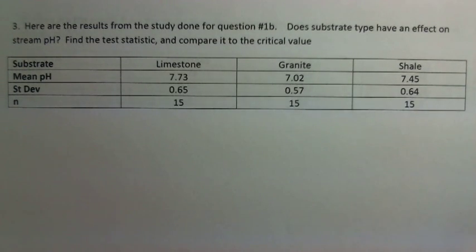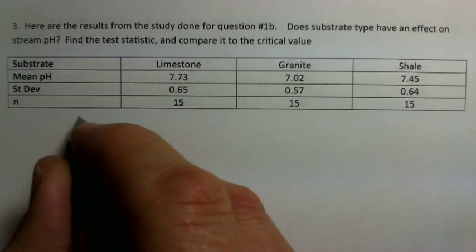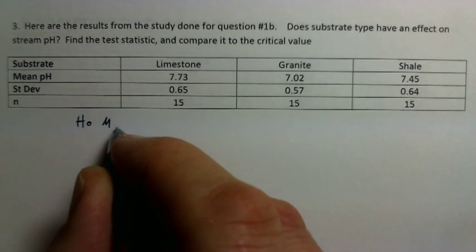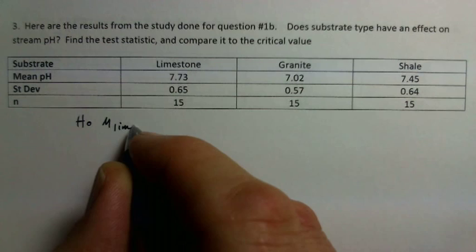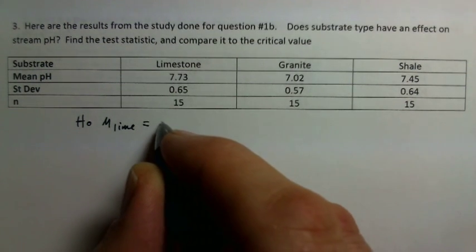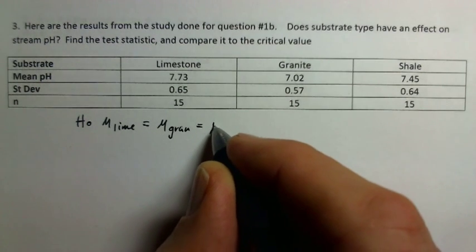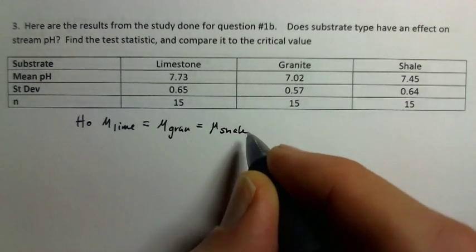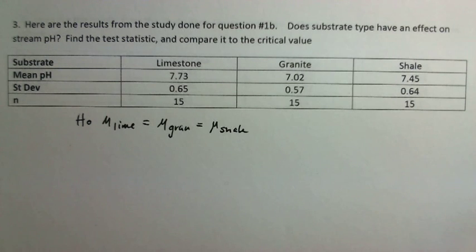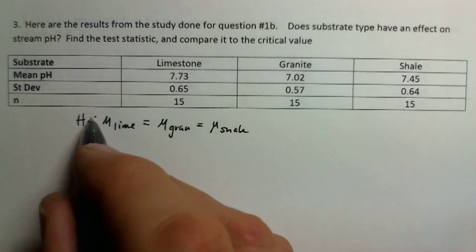Okay, this one is a case of ANOVA. So our null hypothesis is that the mean from limestone is the same as the mean from granite, which is the same as the mean from shale. The alternative hypothesis is that at least one of those three means is different from the others, the population means.